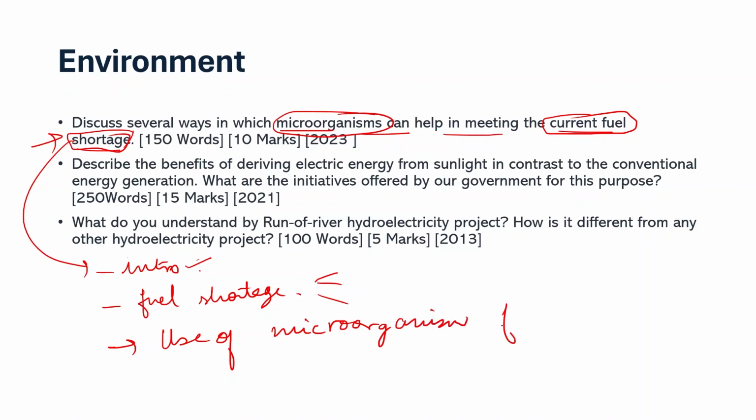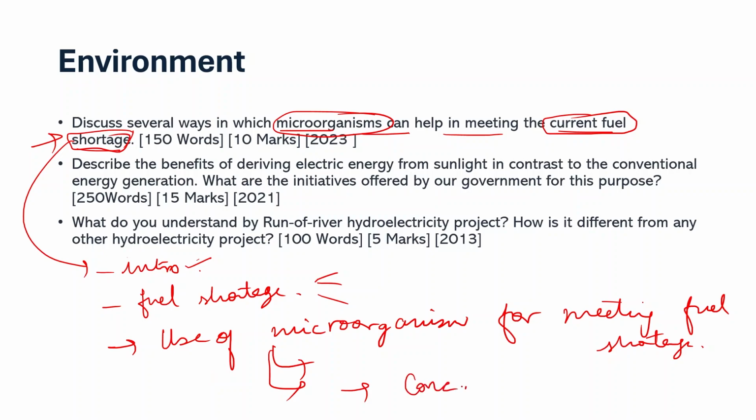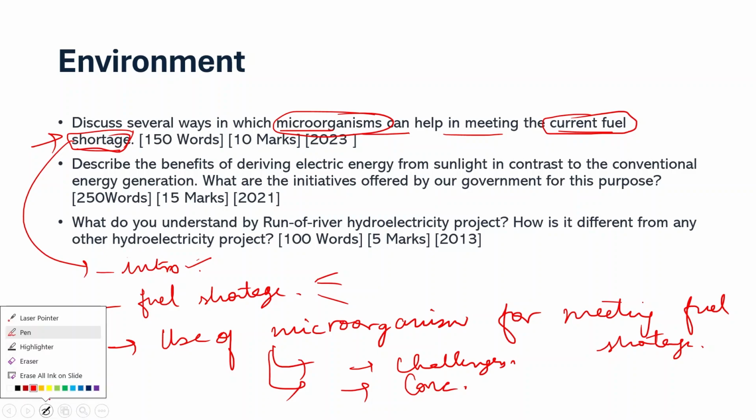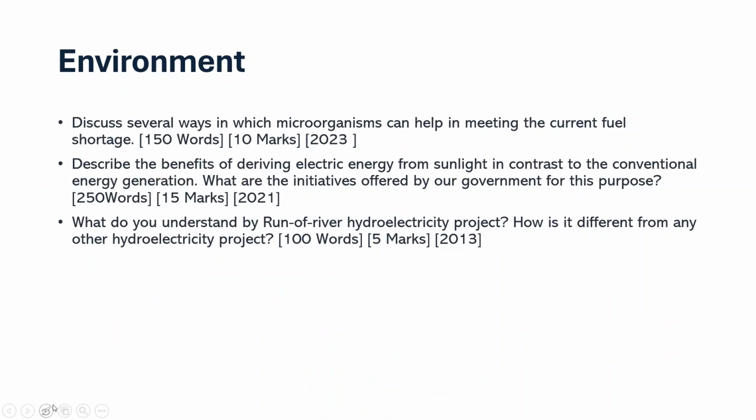Use of microorganisms for meeting fuel shortage. Then you can write about the different ways in which they can help, biofuels or fuel cells, or there are a variety of ways in which you can use microorganisms for meeting fuel shortage, right? You write all those points and then the conclusion. And if you have time or space, you can write about challenges before the conclusion. Because this is only a 10 marker, challenges are not necessary, but if you want, you can write 2-3 quick points on challenges also.